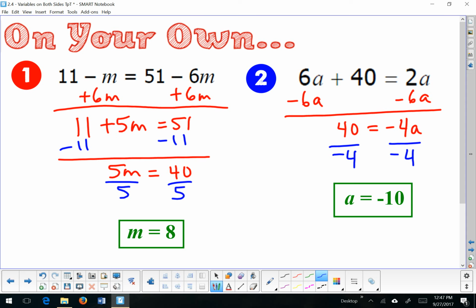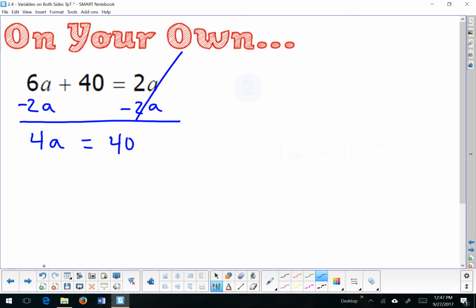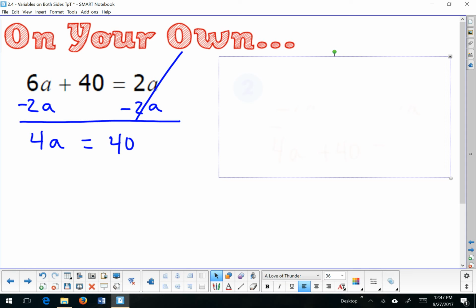The only one I want you to be careful of is question number 2. Don't make this common mistake that I see a lot of students do, which is that they subtract the smaller variable term, and then as they're rewriting the problem, they magically take this plus 40, which is on the left side of the equal sign, and they magically place it over here on the right. That's a very common mistake. Don't make that mistake. If you were going to subtract 2 from both sides, technically, this is what the problem would look like.